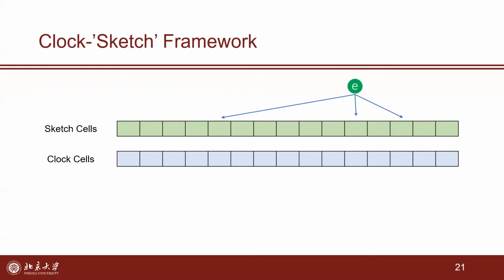And when inserting an item E into the sketch cells, it picks several hashed locations. For example, in this animation, we show 3 of them. And the information of item E is stored into these sketch cells. Also, correspondingly, the 3 corresponding clock cells are flipped into 1. In order to do updates in the clock cells, there is an extra thread which cleans the clock cell one at a time circularly. And in the next few pages, I will show you cases about how the clock cell works.